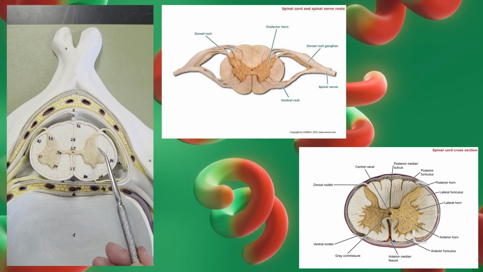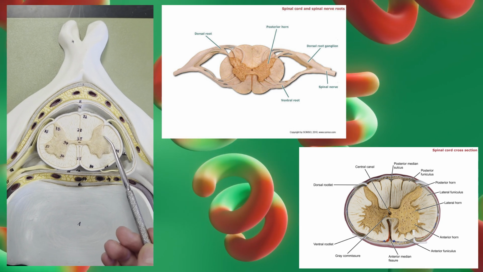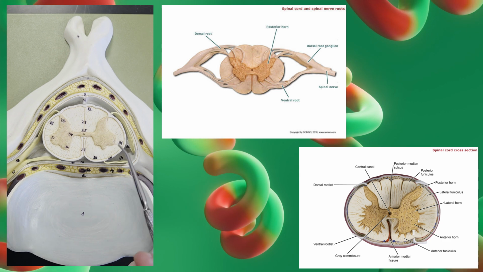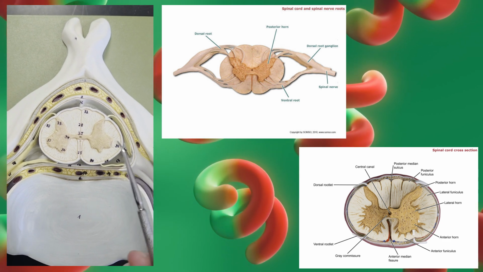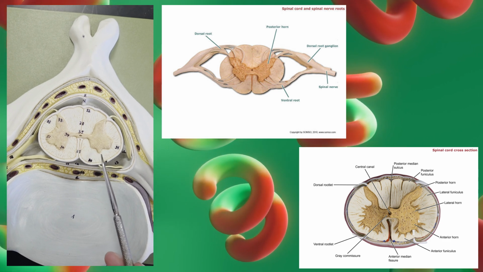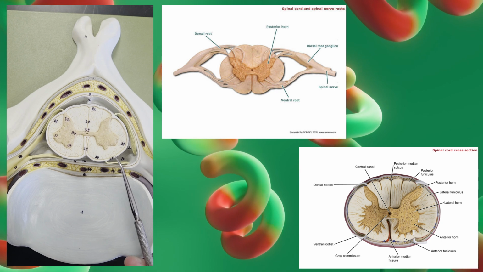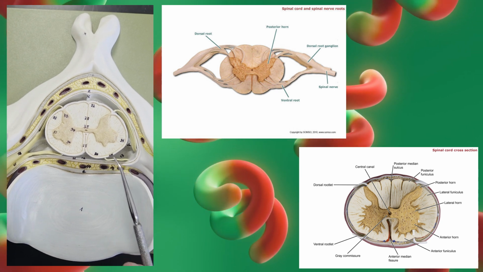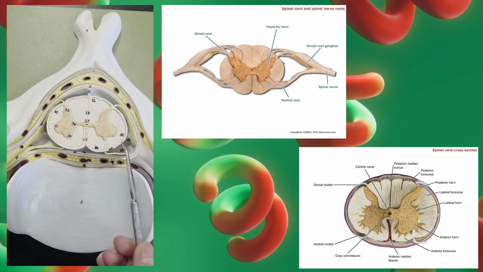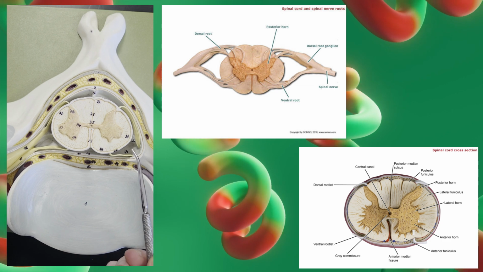So this right here is the dorsal horn, meaning posterior, and that plays a key role in processing sensory information. And then the anterior horn is right here, and that controls the motor functions. And then lastly, the lateral horn, which is right here, that's involved in the autonomic nervous system. It's like the fight or flight.